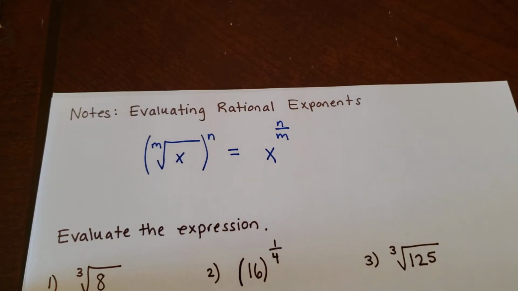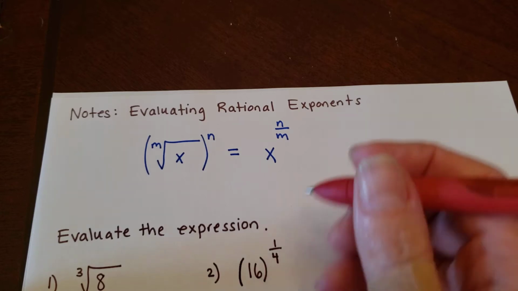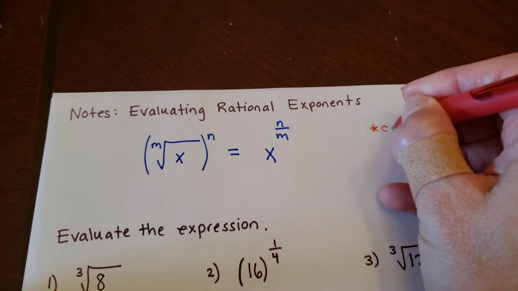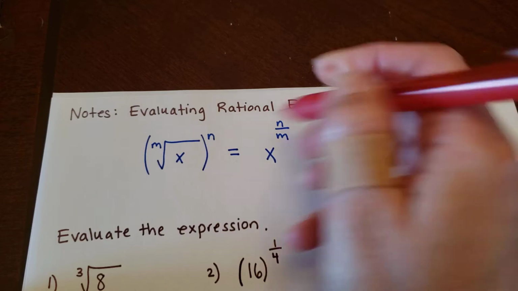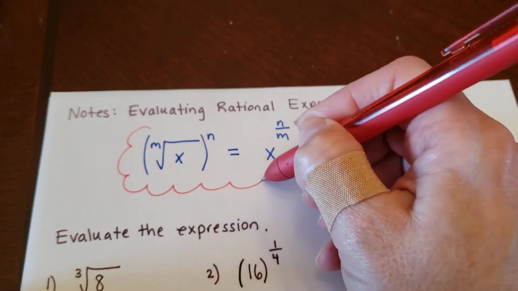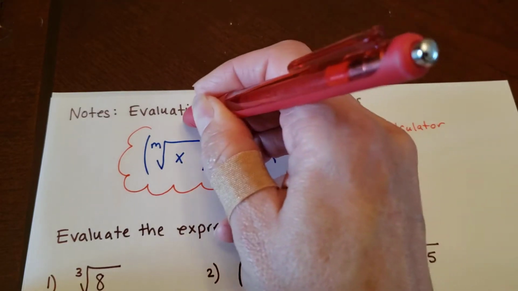Today's notes are evaluating rational exponents. So not only are we going to rewrite them, but we're also going to use a calculator to solve them out. So if you don't have a calculator, I would make sure you get one. We're going to be using the same notation that we used yesterday.